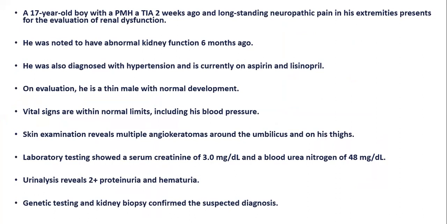This is a 17-year-old boy with past medical history of TIA 2 weeks ago and long-standing neuropathic pain in his extremities, who presents for evaluation of his chronic kidney disease. He was noted to have abnormal kidney function 6 months ago. He was also diagnosed with hypertension and is on lisinopril and aspirin.